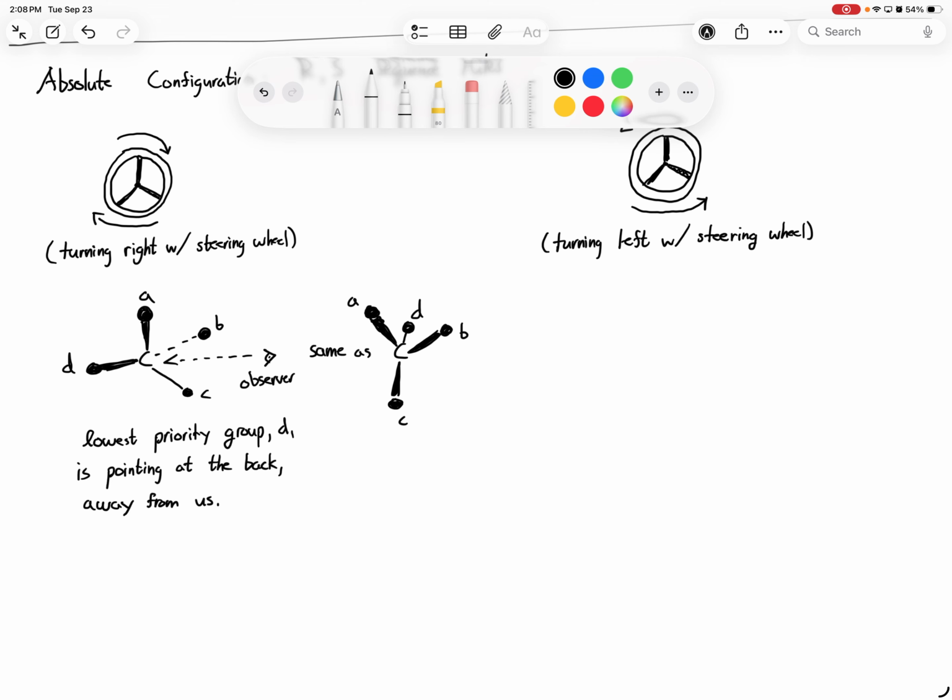Now, so the priority goes like this. When you go from A to B to C, what direction does it follow? Right-hand turn or a left-hand turn, okay? So let's connect the dots here. A to B, B to C, and then C going all the way to A here. All right. What turn is that? Is that going to be clockwise, right-hand turn, or left turn, counterclockwise? Clockwise. So this is denoted the R configuration.